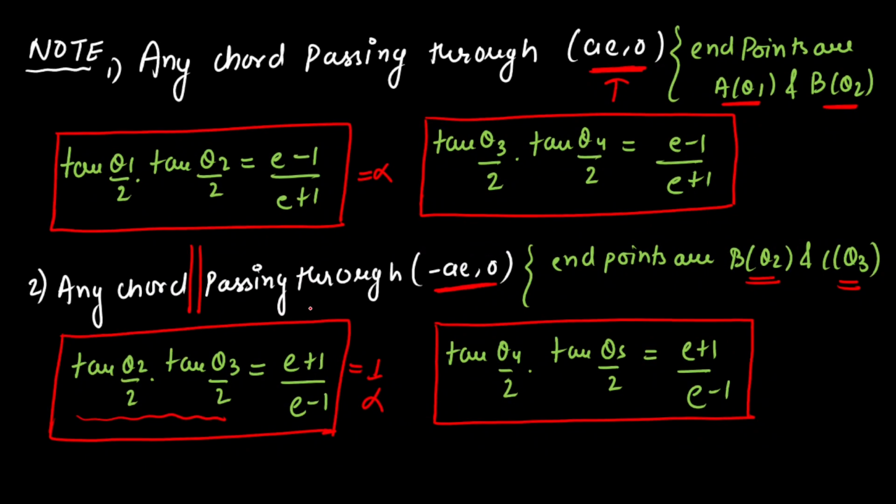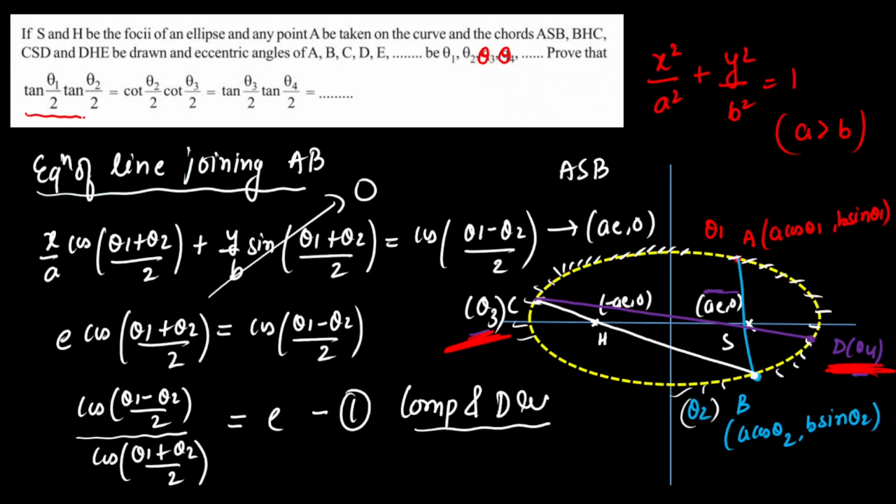Now I can show you the actual proof. What they wanted is the tan of theta 1 divided by 2 and theta 2 divided by 2. That chord is passing through AE comma 0, so this value will be equal to, as you can see here, E minus 1 upon E plus 1. Similarly, this chord which contains the endpoints theta 2 and theta 3 is passing through minus AE comma 0. Now this value of the chord will be E minus 1 upon E plus 1, and both values are equal. Similarly, the theta 3, theta 4 chord will pass through AE comma 0, and again this value will be equal to E minus 1 upon E plus 1. So this pattern will repeat in tan and cot. So we have to remember this result.